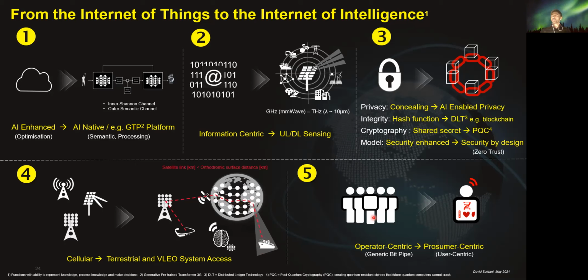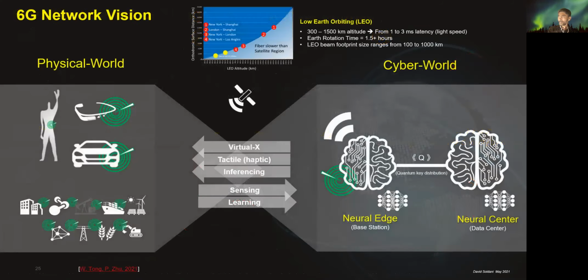And finally, we need to move from a generic bit pipe, so this is just a pipe of bits, a connectivity network. We need to shift from this network to something truly prosumer-centered, where the end user is not only a consumer but also a prosumer, which means that they will generate content and not only consume text, videos, or audio, or any other type of haptic communications. So the vision we have of 6G is represented on this slide.